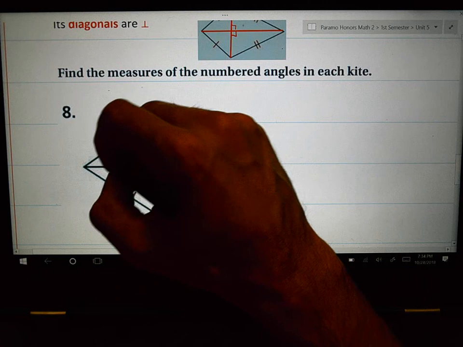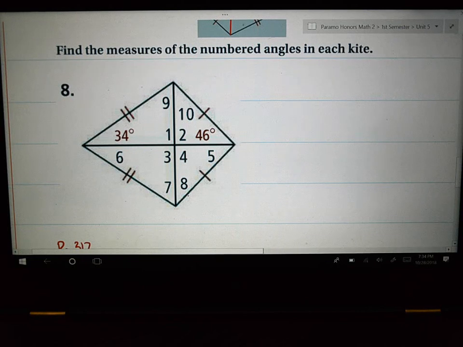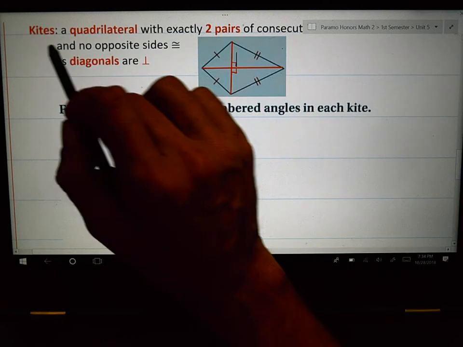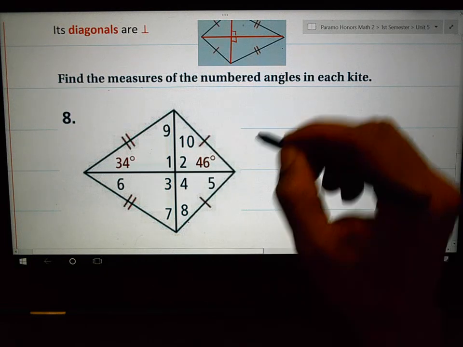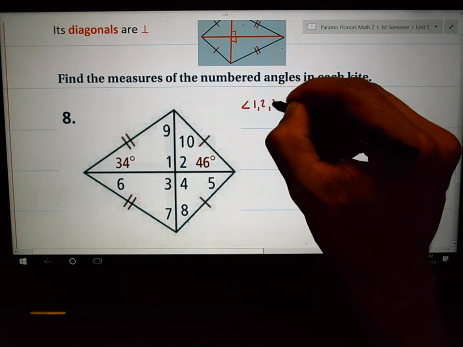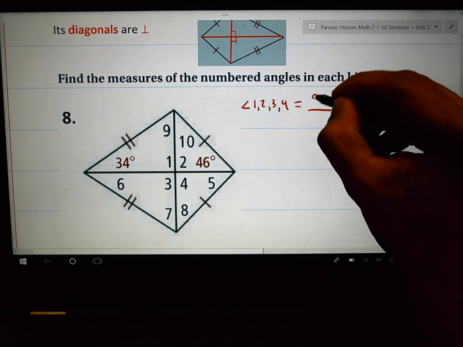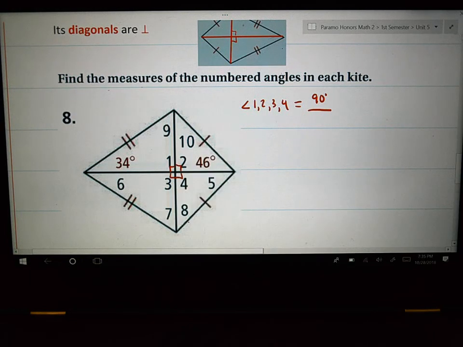Let's look at number 8. Number 8 says figure out what angle 1, angle 2, angle 3, angle 4, angle 5, angle 6, angle... Oh my gosh, there's 10 angles? Yes, there's 10 angles. But a lot of them are the same. So if I'm trying to figure this one out, the first fact I have to use is that kites' diagonals are perpendicular. That's the easiest one. If they're perpendicular, then you know what angle 1, 2, 3, and 4 are equal to. They are all equal to 90, 90, 90, 90. Boom. 4 answers.